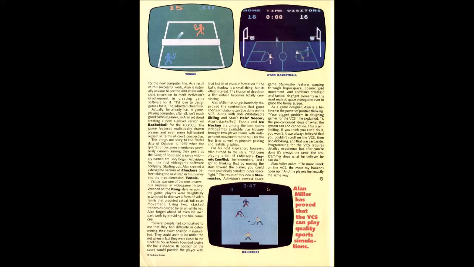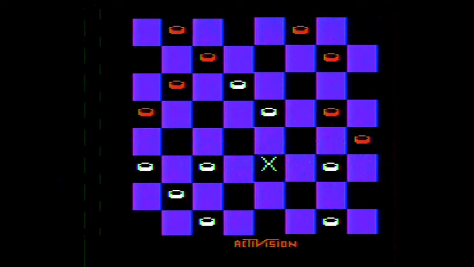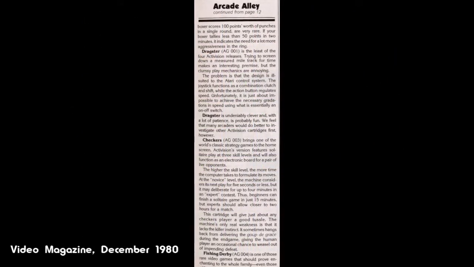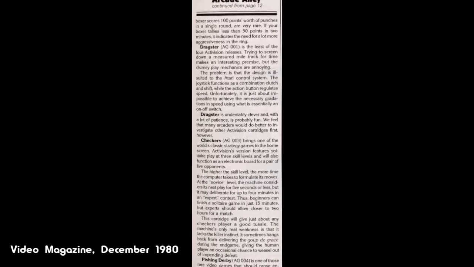Finding reviews for VCS Checkers games is surprisingly tricky given the similar names and the fact that Checkers isn't exactly Excitement City, but Video Magazine's review of the first 4 Activision games did look at Miller's version and noted that the computer opponent could provide a good tussle for players, even if it was weak in the endgame.